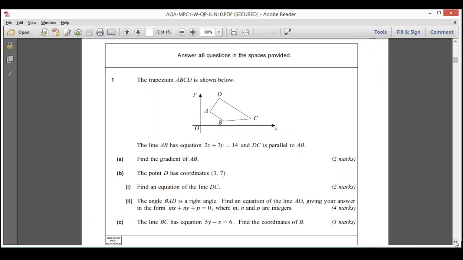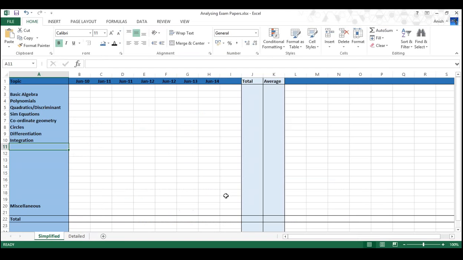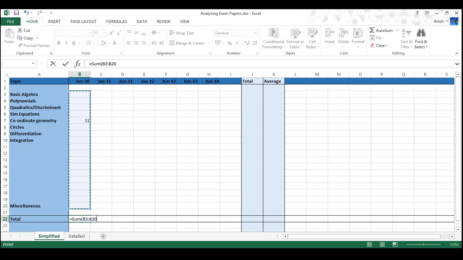So coordinate geometry. Now remember, this is the simplified version, so I'm not going to go into detail and break it down exactly, but this is coordinate geometry and we're just going to add up the marks. So we have 2, 2, 4 and 3, so that's 11 marks on coordinate geometry. And I'm just going to stick in a formula here for the sum of that. So hopefully that will get to 75 by the end of it.